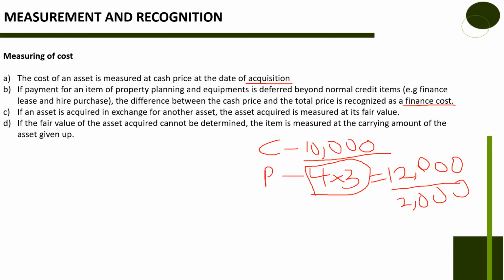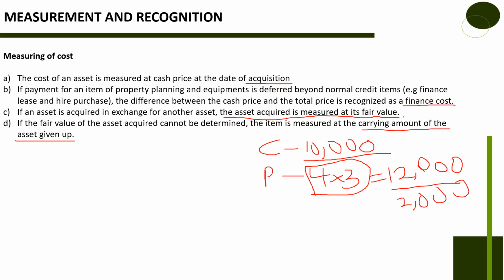If an asset is acquired in exchange for another asset, the asset acquired is measured at its what? At its fair value. The asset acquired is measured at its own fair value. And if the value of the asset acquired cannot be determined, the item is measured at the carrying amount of the asset given up.